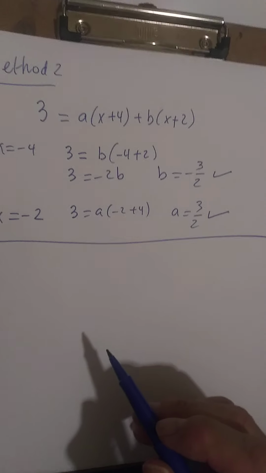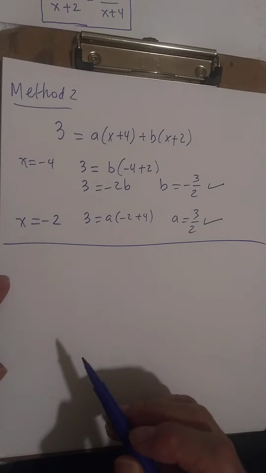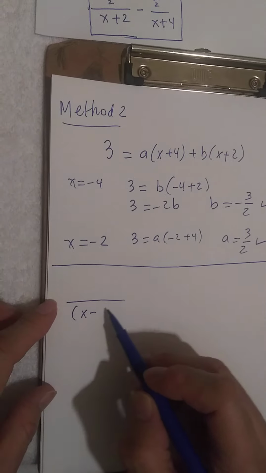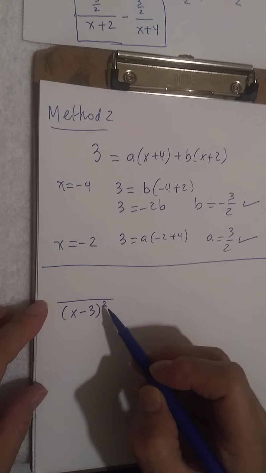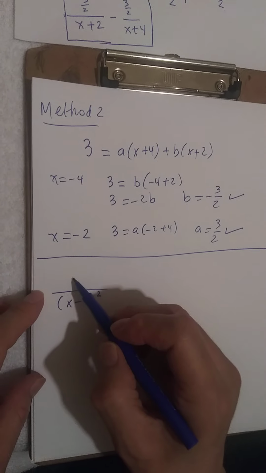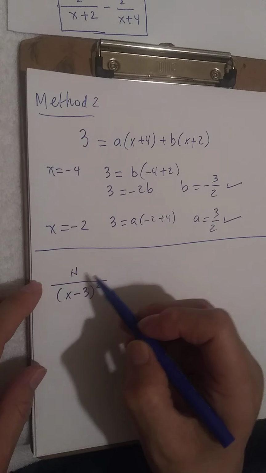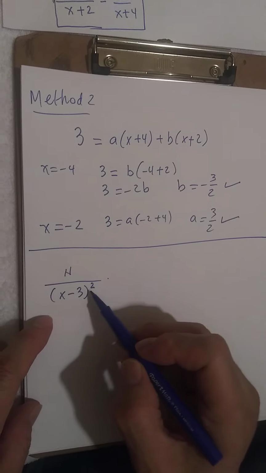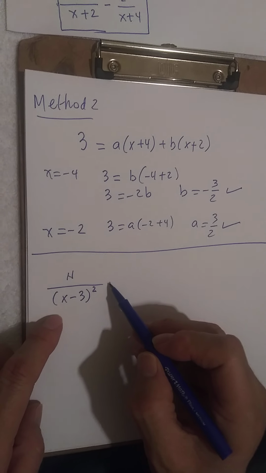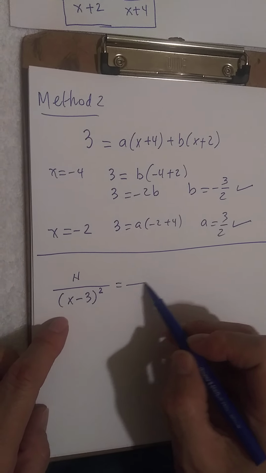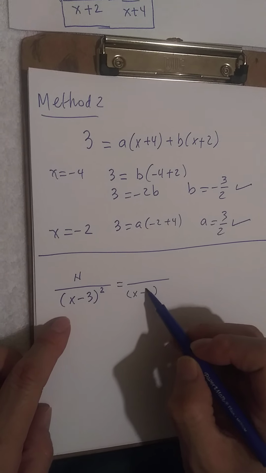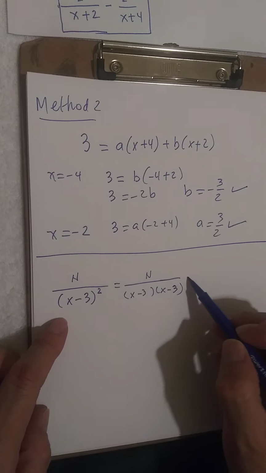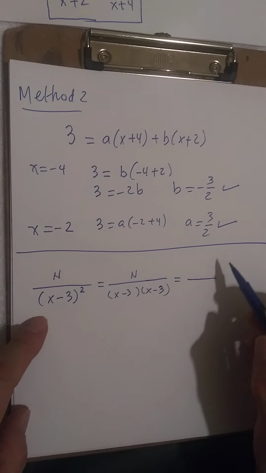Okay. What if when you factor the denominator, you end up with something like x minus 3 squared, and then you have something in the numerator? Let's just call it n. It can have x in it or not, doesn't matter. x minus 3 squared is x minus 3 times x minus 3. But when you break it up, this is how you break it up.